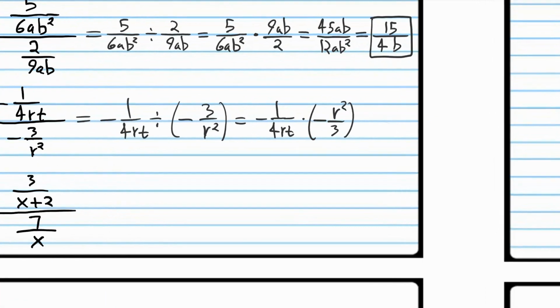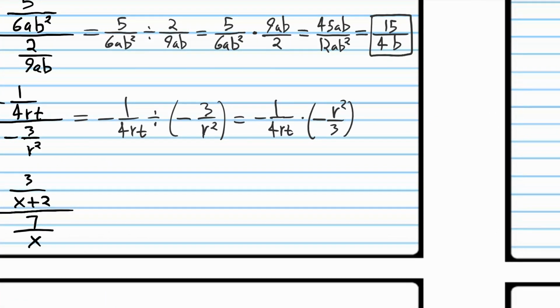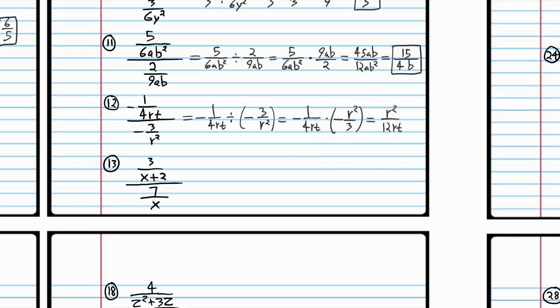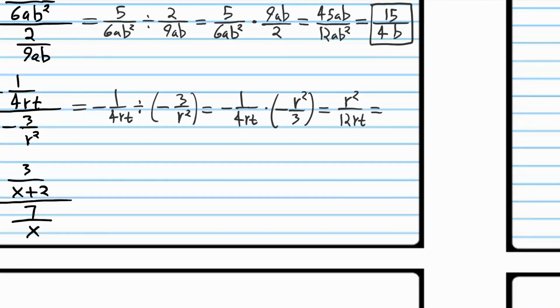And we can just multiply straight across. Negative times a negative is a positive. 1 times r squared is r. 4rt times 3 is 12rt. And then r squared over r would just be r. So if you got that answer, good job.